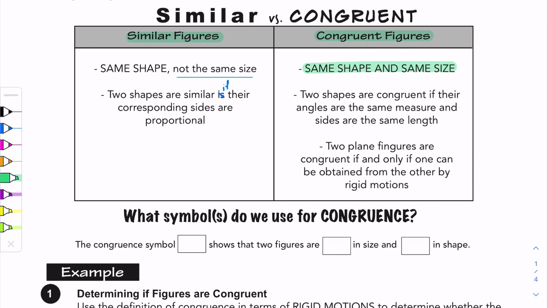So we use certain symbols for congruence and similar figures, but today again we're just looking at congruence. We should all recognize the congruent symbol at this point. The congruent symbol looks like an equal sign with a squiggly over it. And this symbol indicates that two figures are equal in size and similar in shape. So if I go back up to these boxes above, the similar symbol is just a squiggly line like this, whereas a congruent symbol is an equal sign and then that symbol on the top.